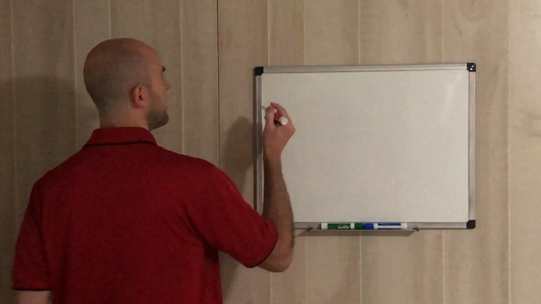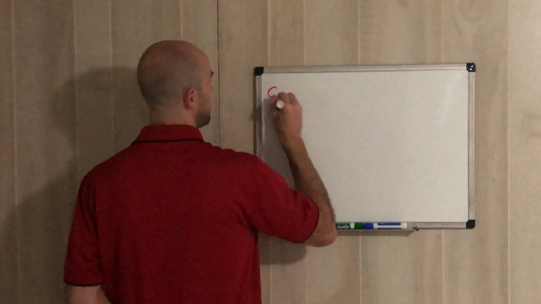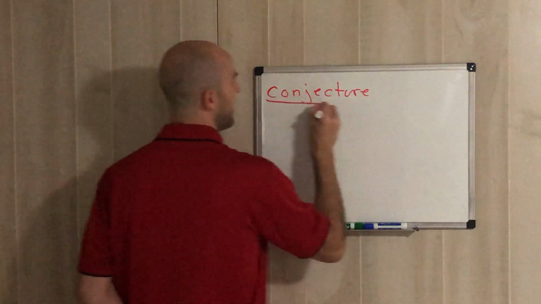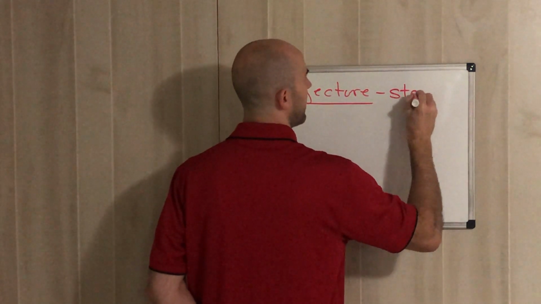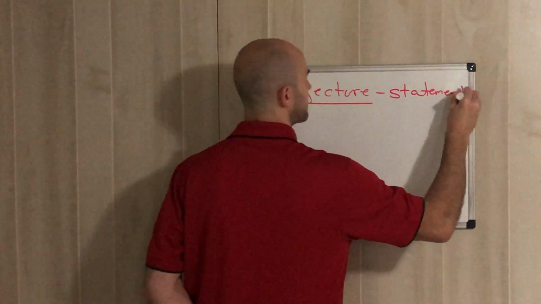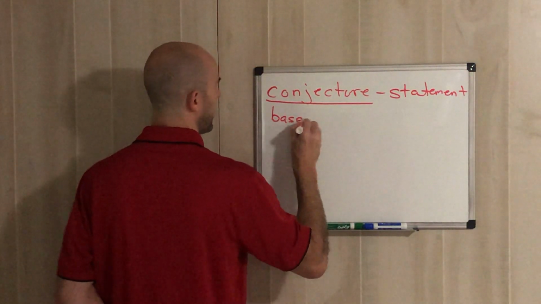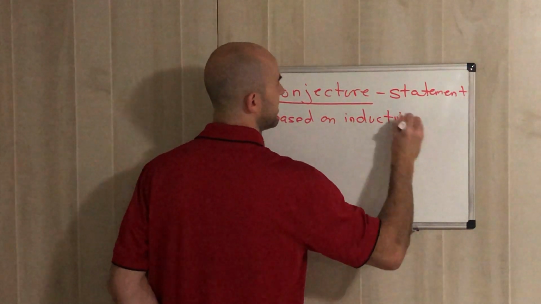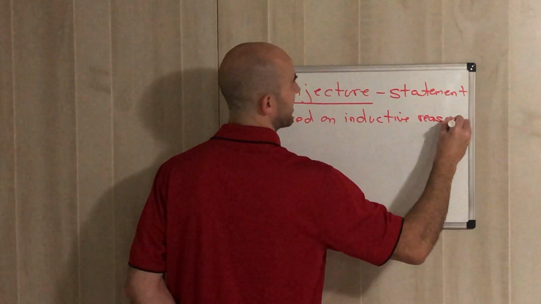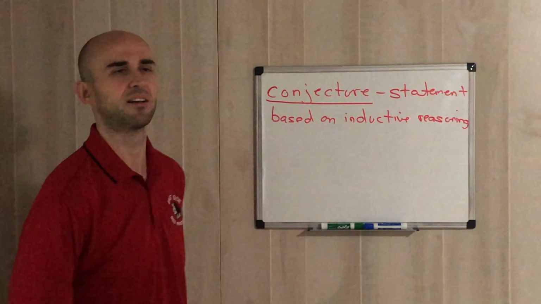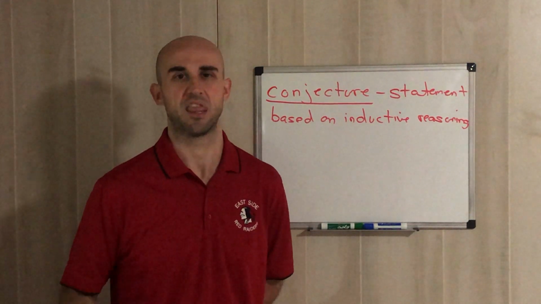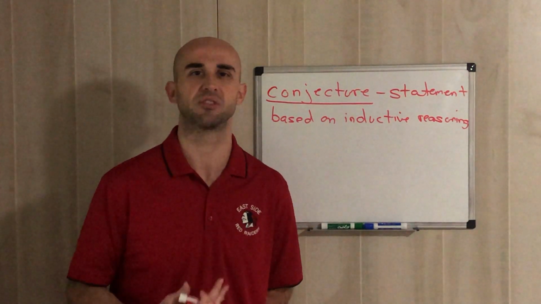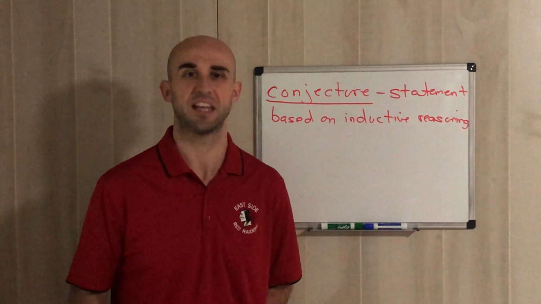But when it comes to inductive reasoning, we have these things called conjectures, right? And all a conjecture is, it's just a statement. It's just a statement based on inductive reasoning, right? What I mean by that is, if you were to say that last week I ate cereal for breakfast, this week I ate cereal for breakfast, based on inductive reasoning, I can make a conjecture saying that next week I'm probably going to eat cereal again.